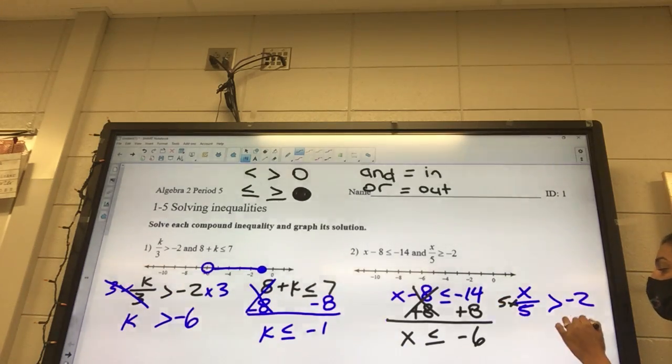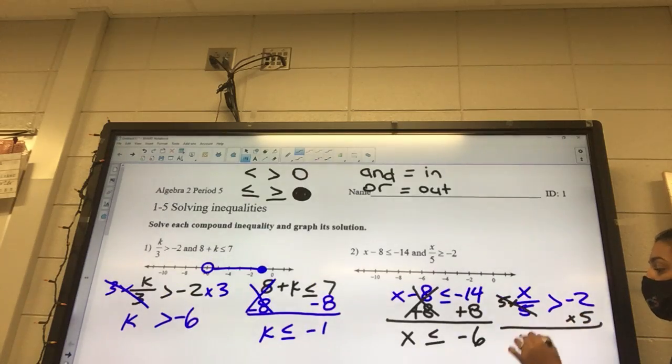Multiply by 5 on both sides. Okay, so I got x. Do we need to flip our sign? No.